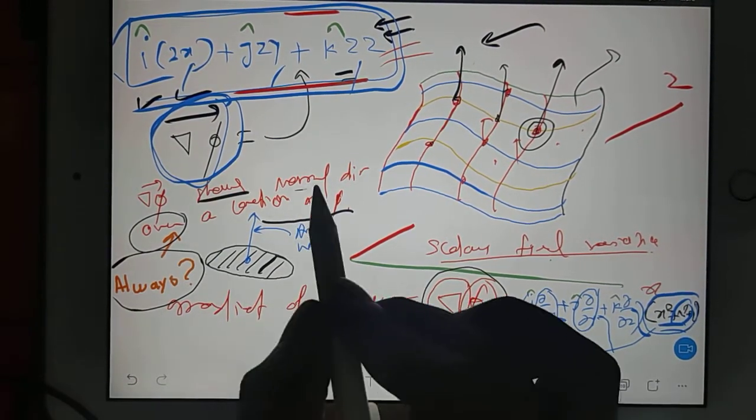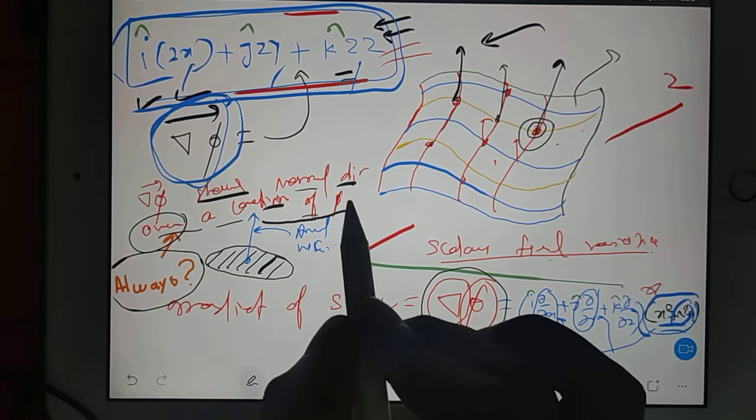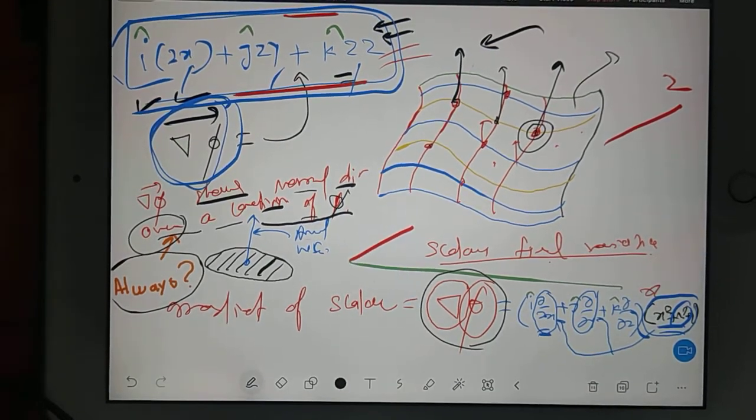Location shows normal direction over a location of phi. Yes, Pratika, speak out.